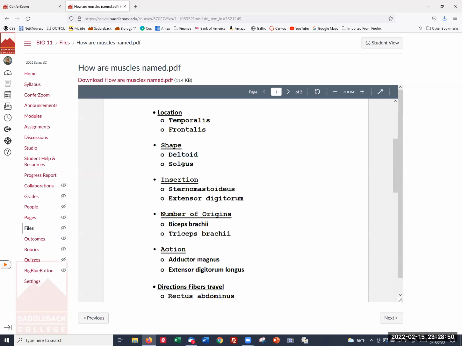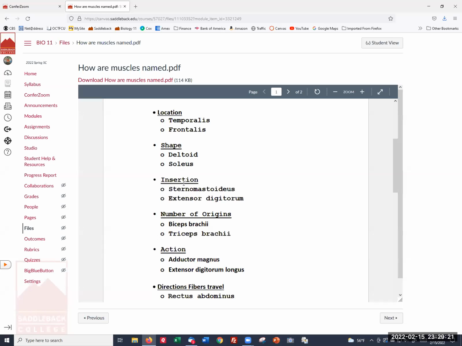The soleus muscle. Soleus muscle is in the calf of the lower leg, deep to the gastrocnemius. And it looks like a sole, or a flatfish. Okay. If you know what a flatfish looks like when we look at it, we haven't looked at it yet, so don't worry. You'll see the connection.